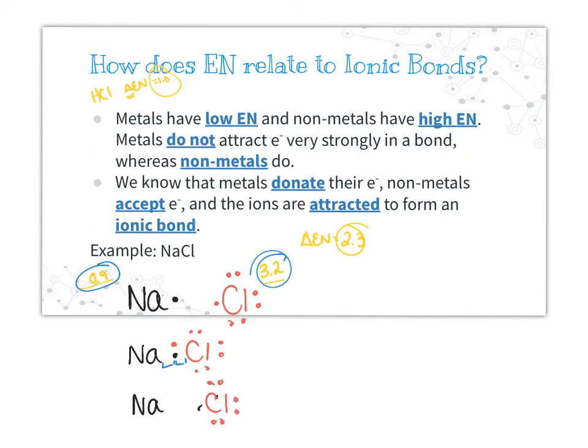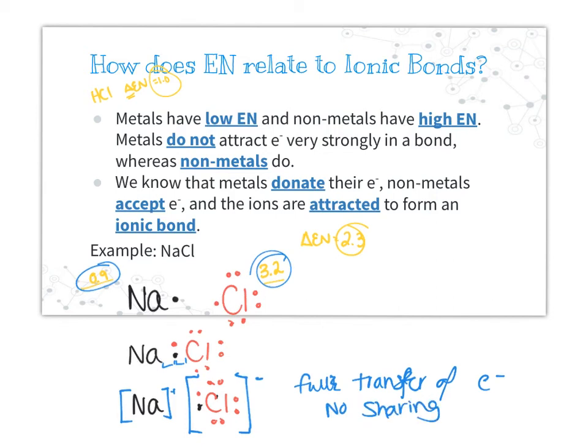So it just lets go of its electron. When that happens, it's not being partially positive or partially negative. This is where we have full positives and full negatives because there is a full transfer of electrons. They're not sharing at all.